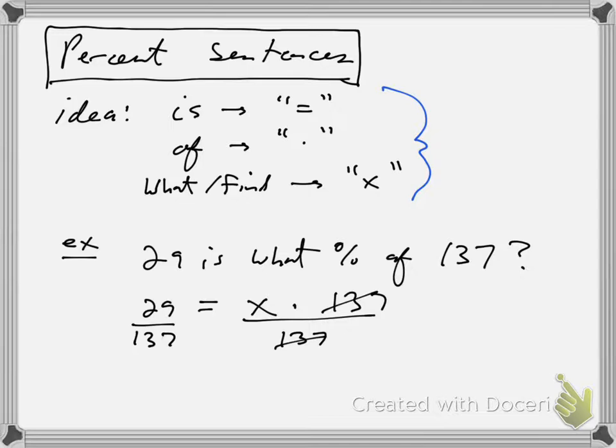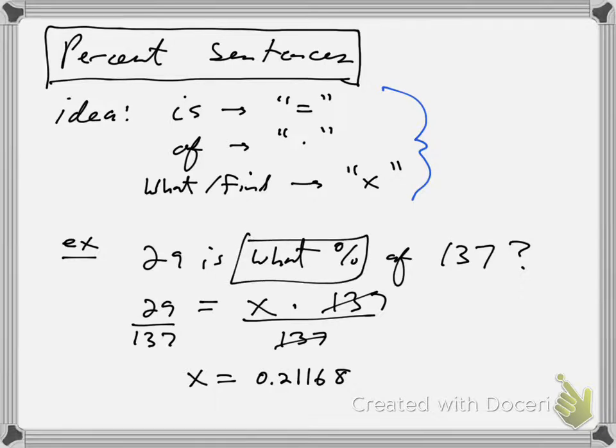So let's do this on the calculator. 29 divided by 137 is, so x equals 0.21168. I rounded there. Okay, that's not my answer, and the reason is they asked for what percent.